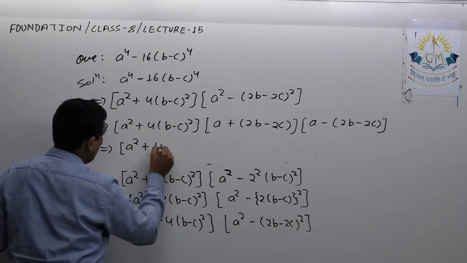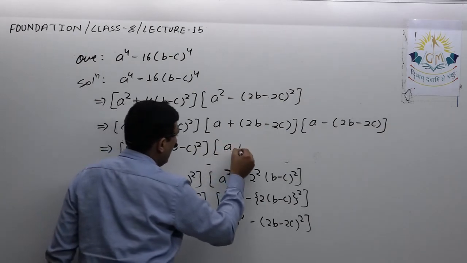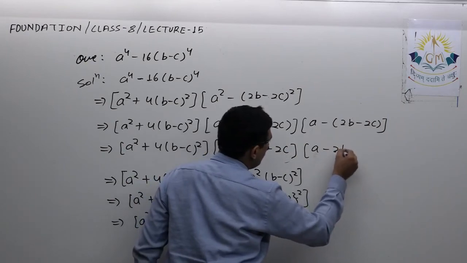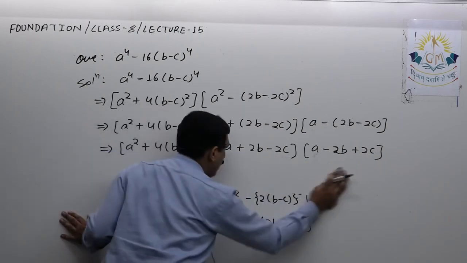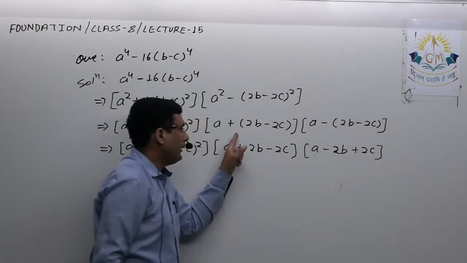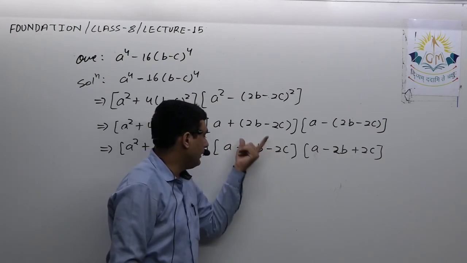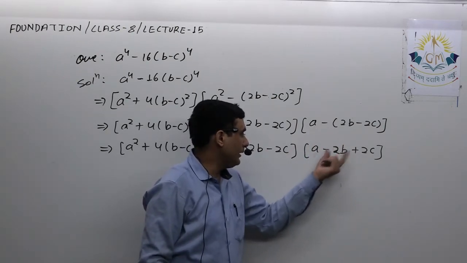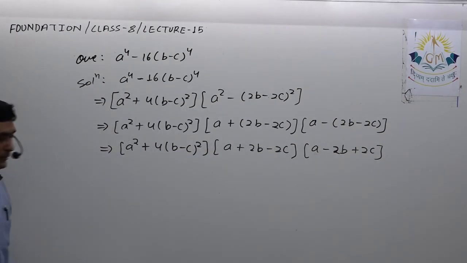And then I will get our answer. So a square plus 4 b minus c whole square. Over here it is a plus 2b minus 2c, then a minus 2b plus 2c. Okay, so this is my final answer. Here the plus sign was outside the bracket, so I kept these two terms as it is, without changing the sign. Here the minus sign is outside, so I have to change the sign of these two terms. So this is my final answer. So please note down, then we'll see the next question.